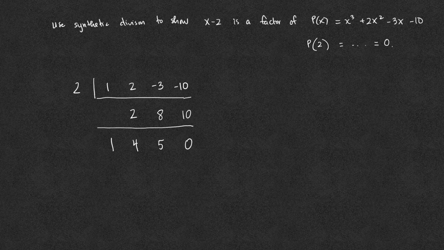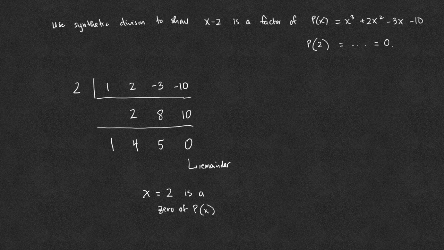And so, since the remainder is 0, we know that the factor x minus 2 divides into the polynomial evenly. The remainder is 0 means that x equals k, in this case, again, k is 2, is a 0 of the polynomial. If it is the 0, then x minus k is a factor.